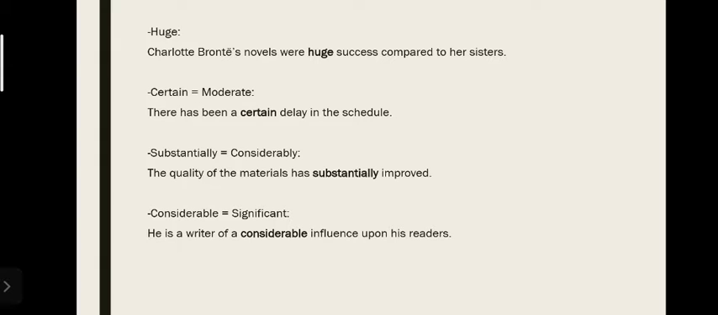The next word we have is considerable. It also means significant. He is a writer of a considerable influence upon his readers. Considerable is the same idea as substantially. Considerable in importance, value, degree, or amount. It means to a great degree: he is a writer who has a great influence upon his readers.